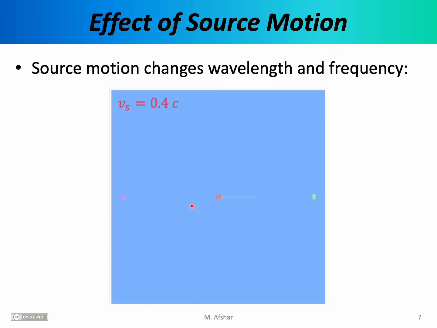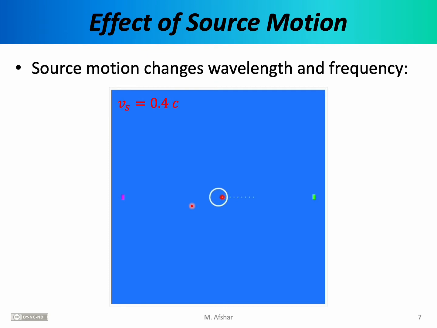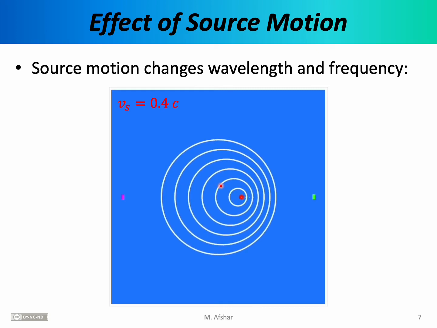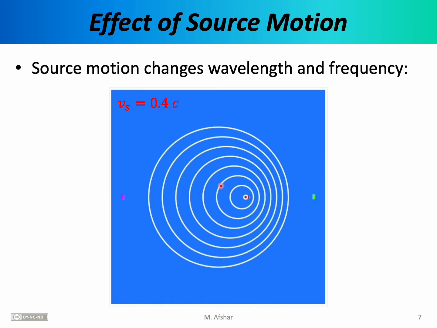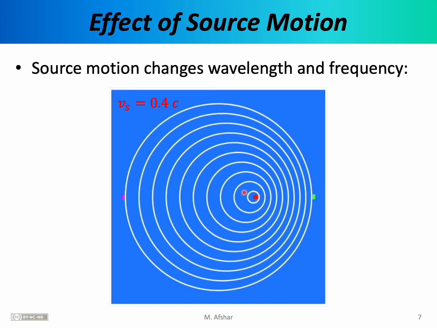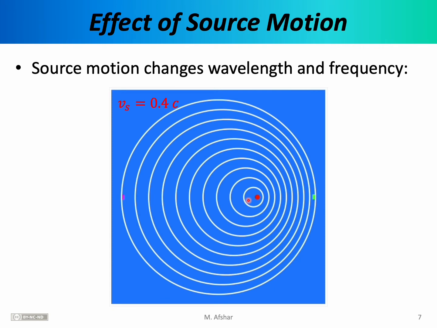Let's now speed up the source a little bit. Now the source is moving at 0.4 c. Notice once again we have circles that are propagating outwards, but the circles are no longer concentric. The circles have different centers. The center of each circle is basically the instantaneous location of the source when that particular wavefront was generated. And now you should notice something interesting.